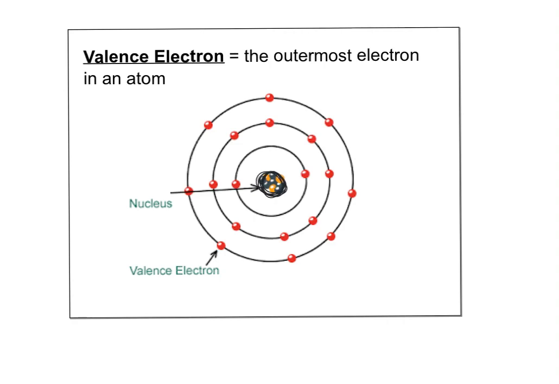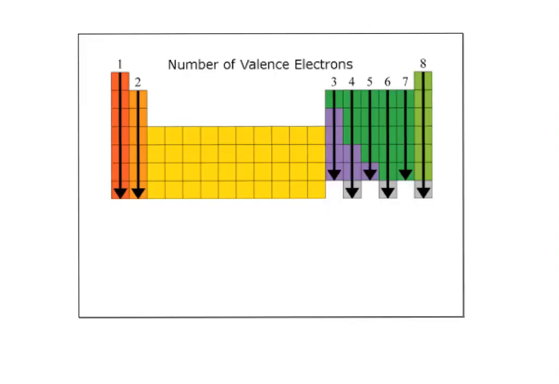And the valence electrons are any of those outermost electrons. So there's one, here's an outermost. Anything in that ring farthest from the nucleus are called valence or outermost electrons. And you guys should have your periodic tables labeled. It's based off group or columns.